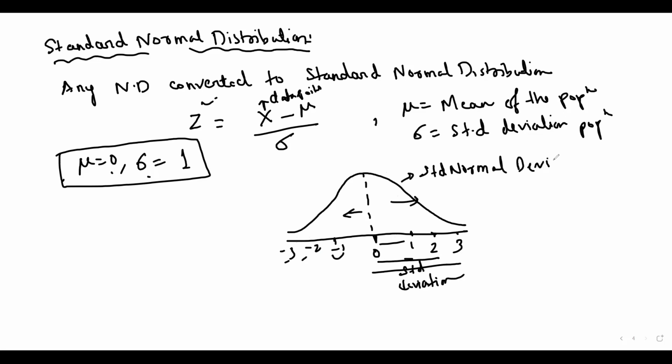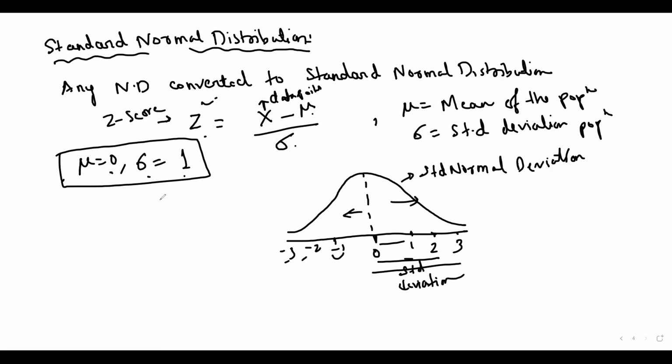So if someone asks you, okay, what is standard normal distribution? You will say a normal distribution whose mean is 0 and standard deviation is 1 is standard normal distribution. And how can we convert any normal distribution to standard normal distribution? We convert it with this formula: Z is equal to X minus mu divided by standard deviation. Z is nothing but Z score. I will come to it later on.